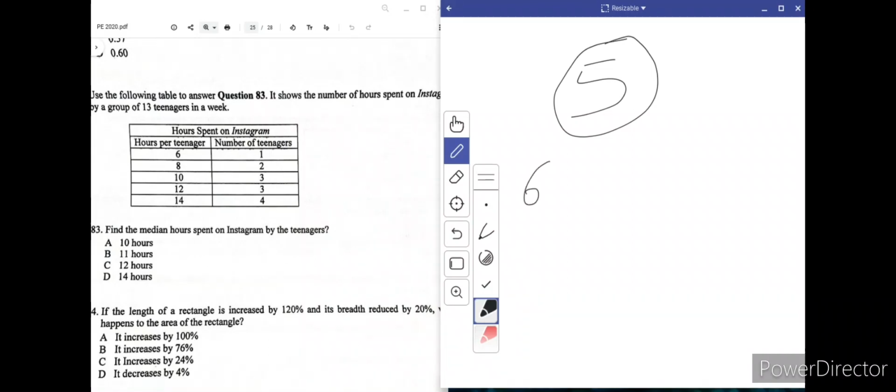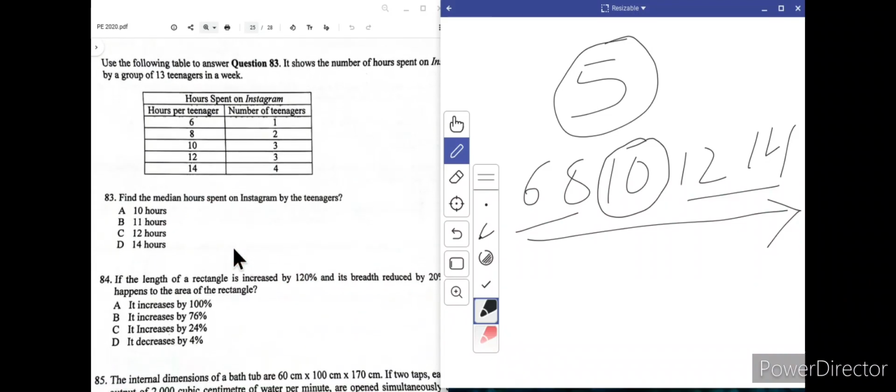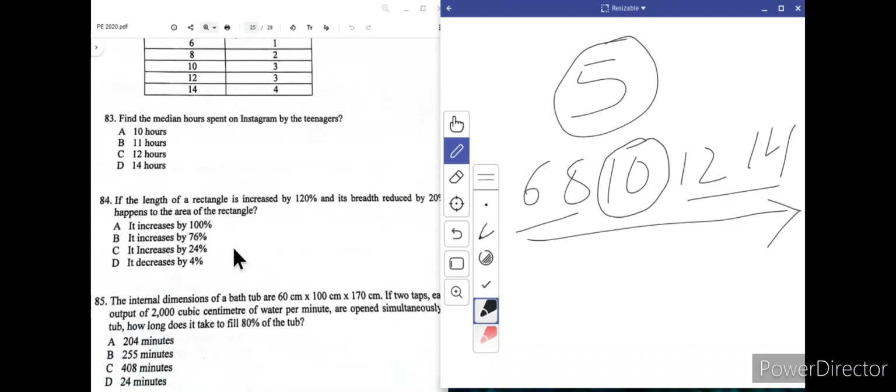So we have 6, 8, 10, 12 and 14. If the numbers are not given in ascending order, first we should convert them into proper order, ascending or descending. Then we need to find the middle number. The middle number is 10. We have 2 numbers on the right-hand side and 2 numbers on the left-hand side. So 10 becomes the median. So for question number 83, the correct answer is option A, 10 hours.